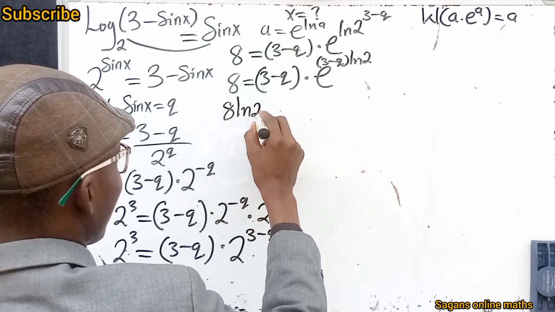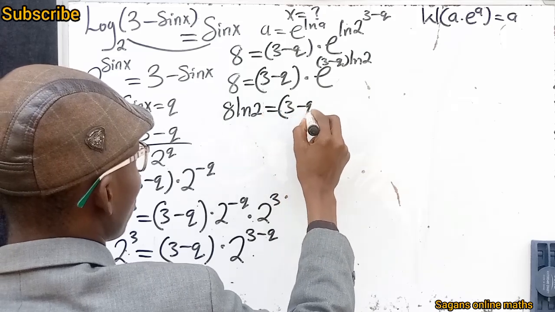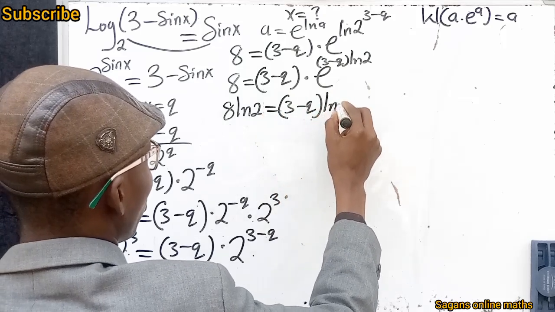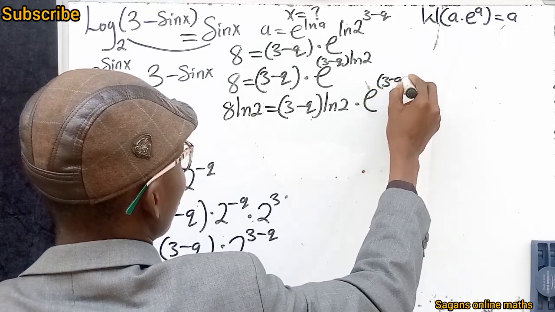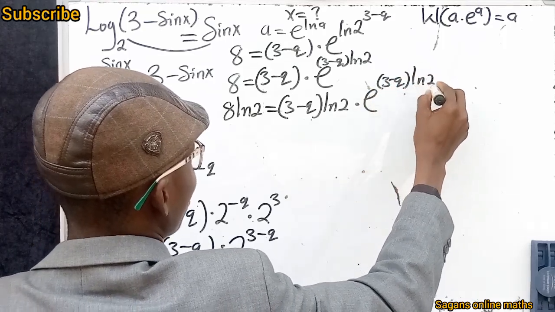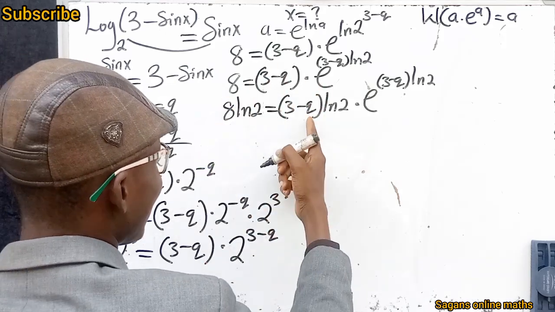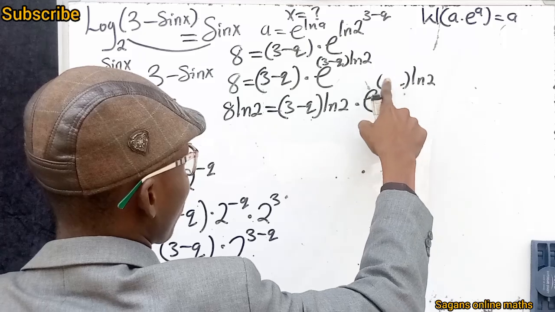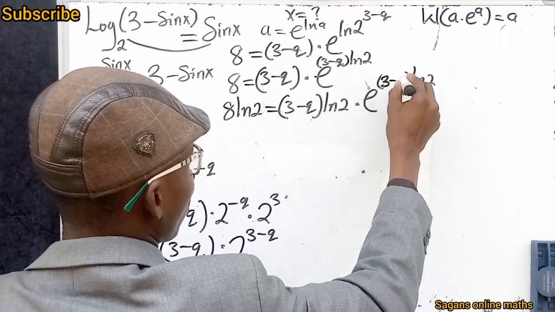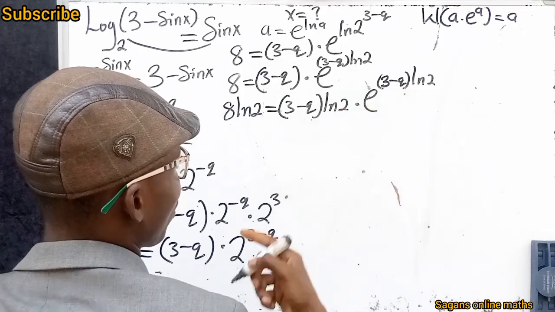We are multiplying both sides by ln 2, right? Then equals 3 minus q multiplied by ln 2, multiplied by e raised to the power of 3 minus q ln 2. Wow, this is amazing. This is what you are looking for. Consider that this, which is 3 minus q ln 2, is the same thing as 3 minus q ln 2 as its power here.